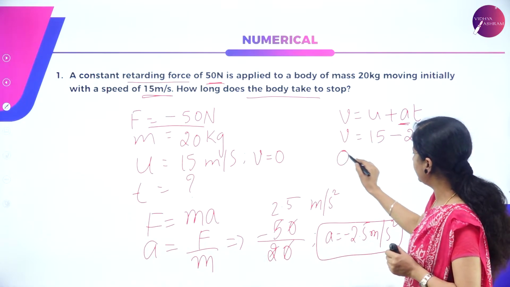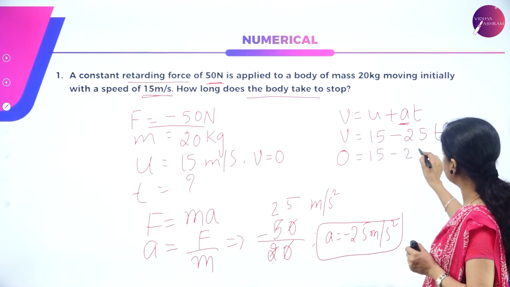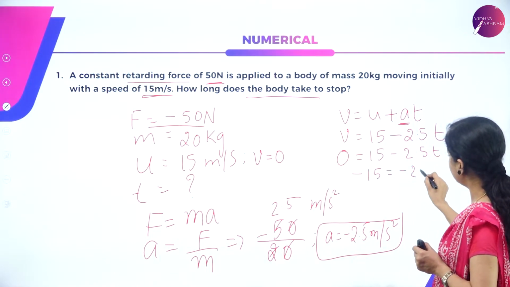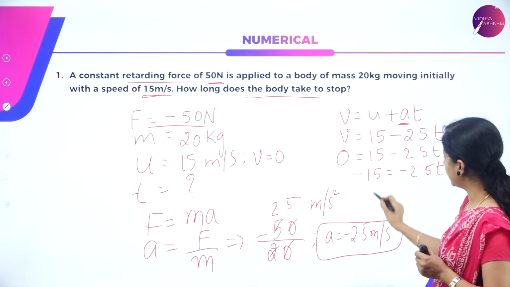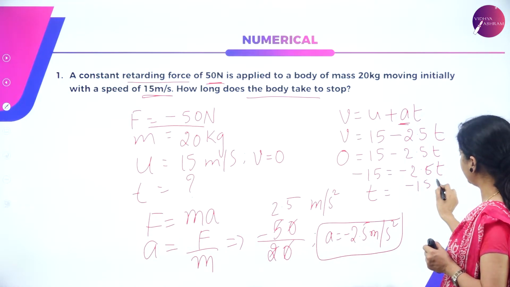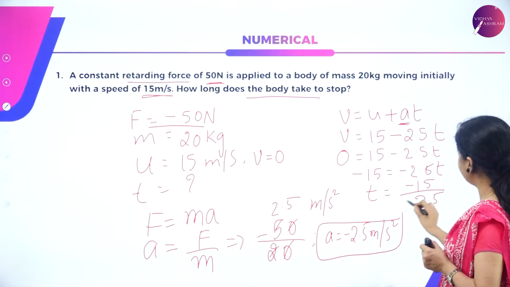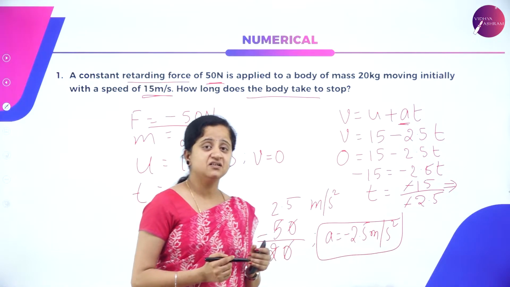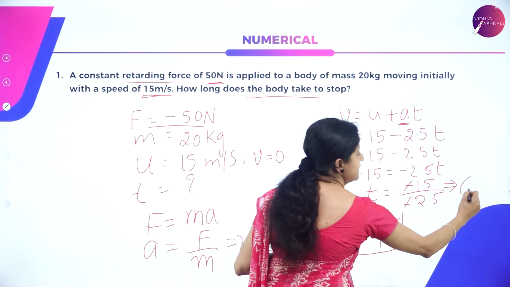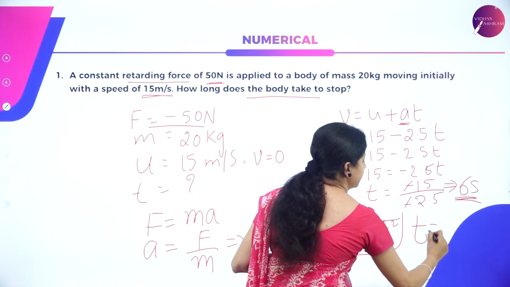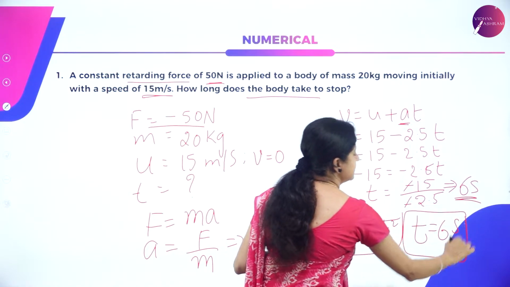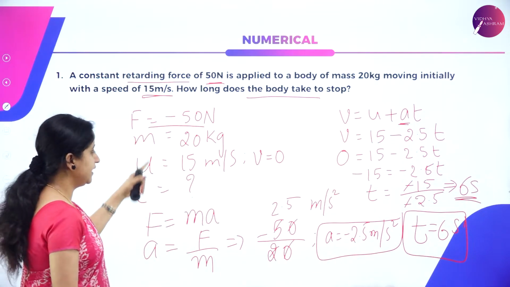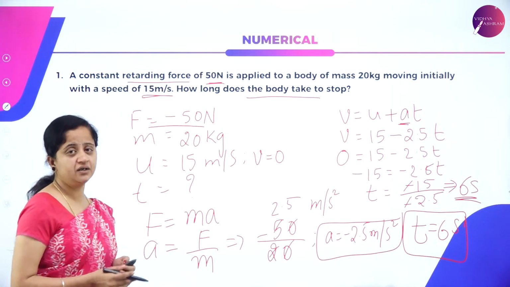So we have the value of v is 0, which is equal to 15 minus 2.5 t, or we can write it as minus 15 is equal to minus 2.5 t. From this we can write t is equal to minus 15 divided by 2.5 with the negative sign. So minus and minus will get cancelled and the answer for time is equal to 6 seconds. So the time taken by the body to stop is 6 seconds. This is how we can calculate the time by making use of the data given in the question.